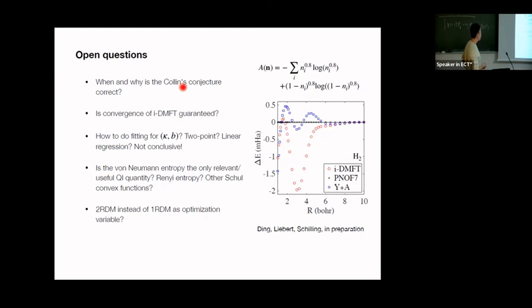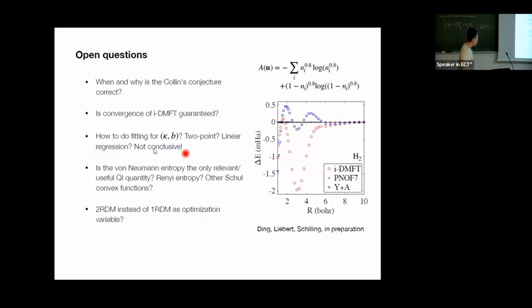First is that we know that the Collins conjecture is not always correct. And the natural question is, when is it correct and why does it work when it works? And this is a very deep question. Otherwise, it would have been proven a few decades ago. And the second question is, now that you know that the Collins conjecture is not always correct, is the convergence of RDMFT even guaranteed? So do you have theoretical foundations such as Hartree-Fock theory that safeguard your method?